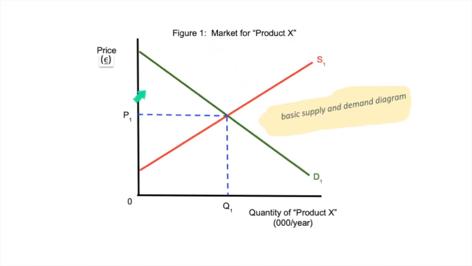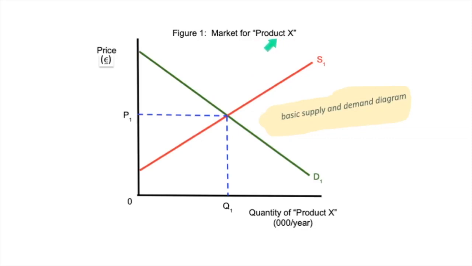All right, so let's look at what the basic supply and demand diagram looks like. You have a market for product X. It could be anything. You have a price in euros. You have P1, 0, Q1, the quantity of product X, if that is Toyota trucks, thousands per year, a demand curve, a supply curve, and of course the title. That's it.